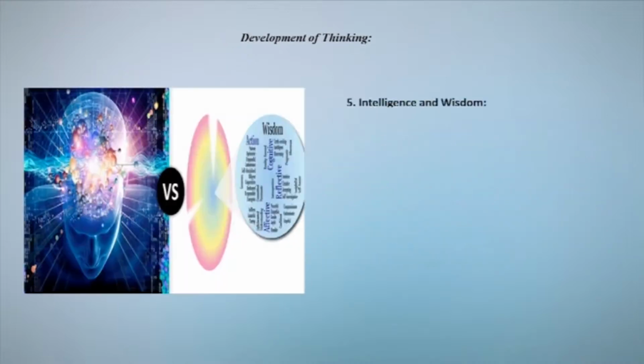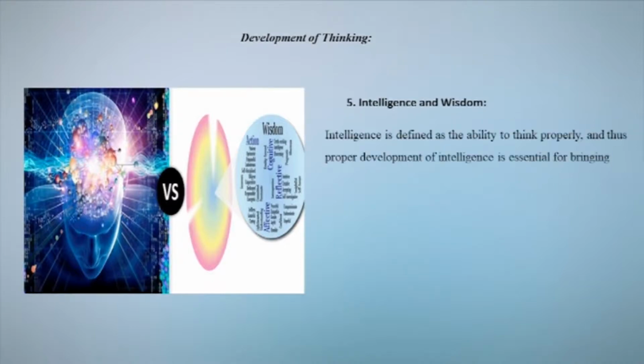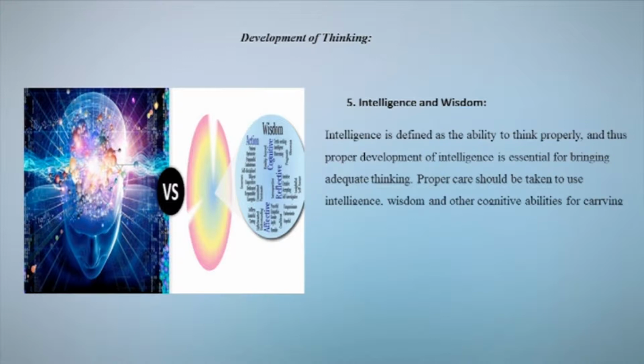Intelligence and wisdom are also helpful. Intelligence is defined as the ability to think properly, and thus proper development of intelligence is essential for bringing adequate thinking. Proper care should be taken to use intelligence, wisdom, and other cognitive abilities for carrying out the process of thinking. The other important aspect is the proper development of concept and language.